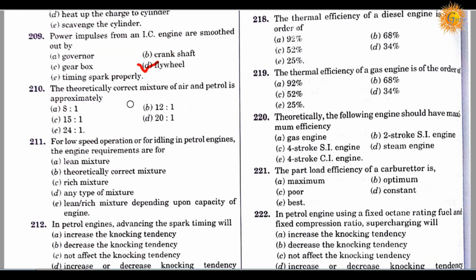Question number 210. The theoretically correct mixture of air and petrol is approximately: option A 8 to 1, option B 12 to 1, option C 15 to 1, option D 20 to 1, option E 24 to 1. So the correct answer is C, it will be 15 to 1.